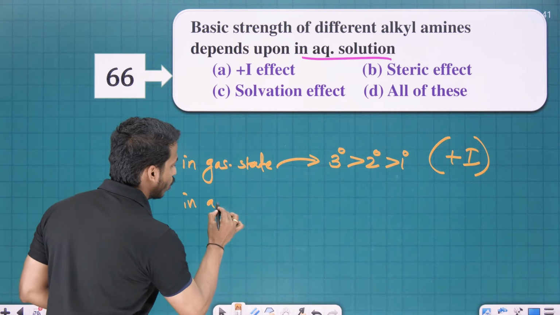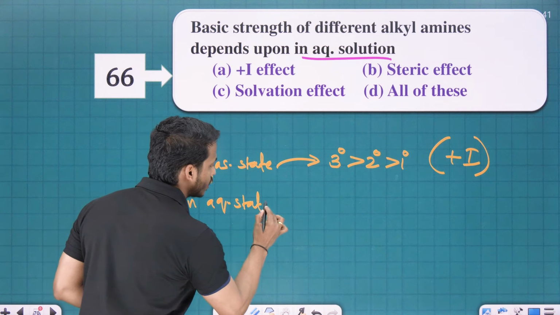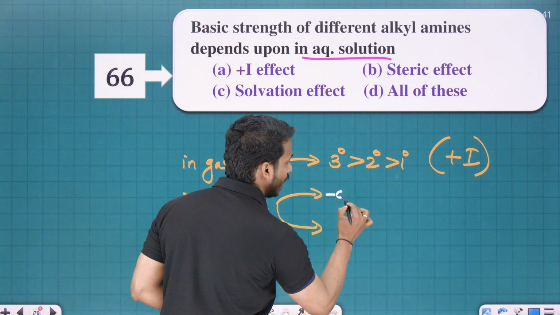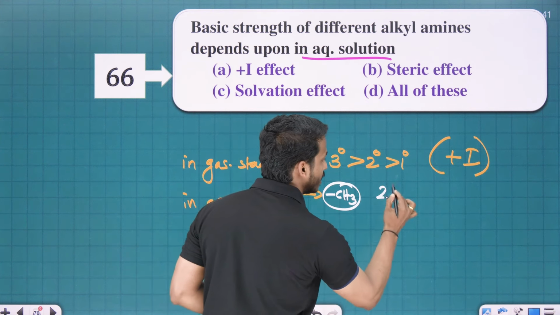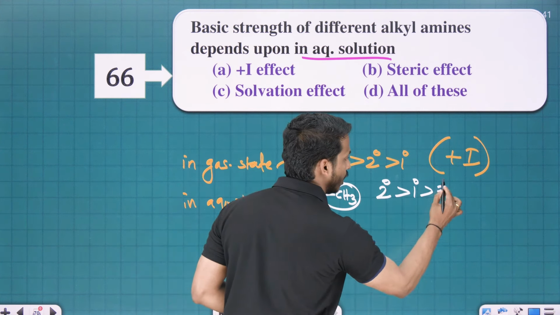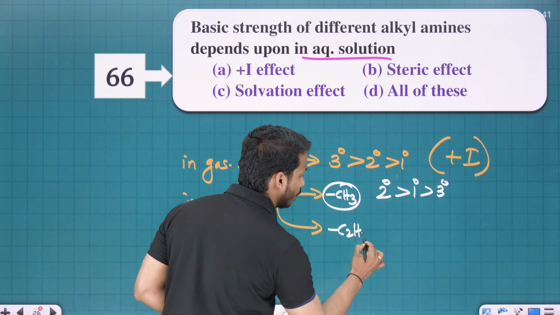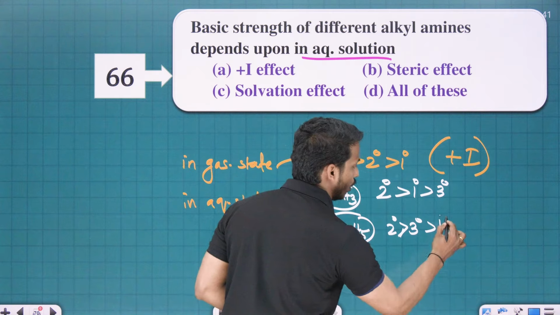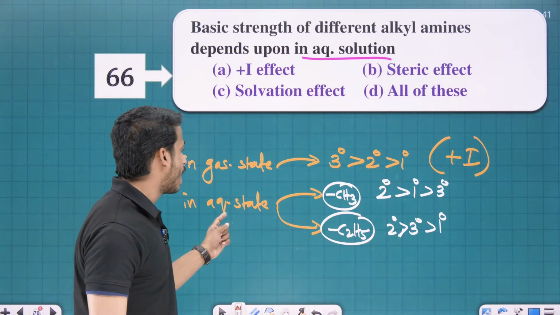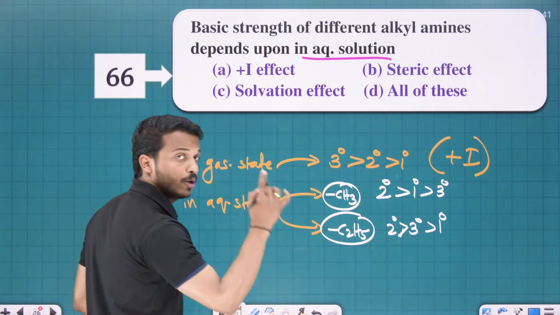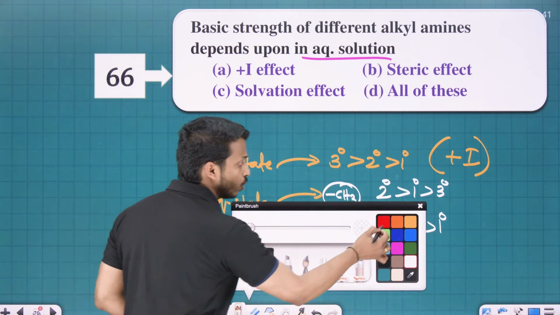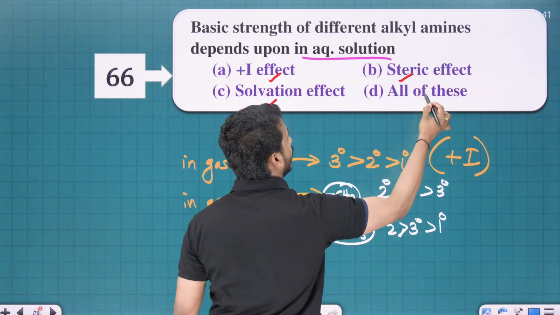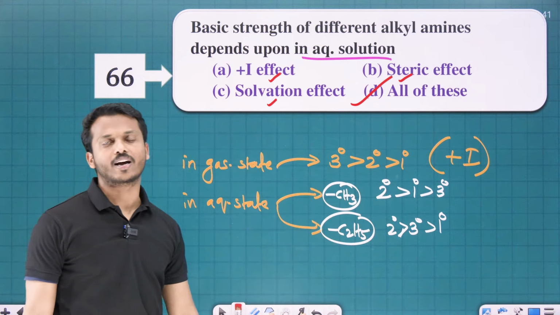But in aqueous state, we study two cases, my dear. If the methyl group is present, the order is secondary, primary, tertiary. If the ethyl group is present, then the order is secondary, tertiary, primary. There is a reason why in aqueous state the order comes like this, because in aqueous state we have to consider plus I effect, solvation effect, steric effect all together. So D is the correct answer.